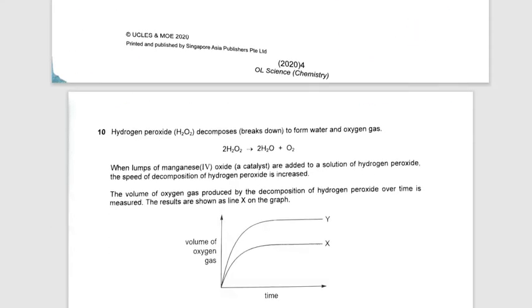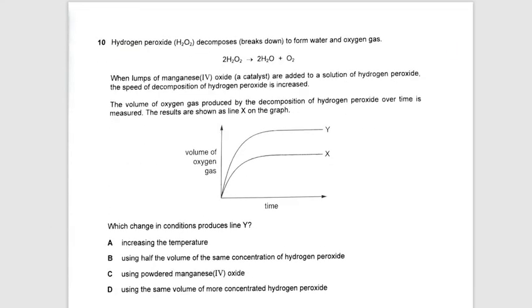Now next, question number 10. Hydrogen peroxide, what is the formula of peroxide? H2O2. Okay, it breaks down into water and oxygen. When lumps of magnesium oxide, which is a catalyst, are added, what is the function of a catalyst?